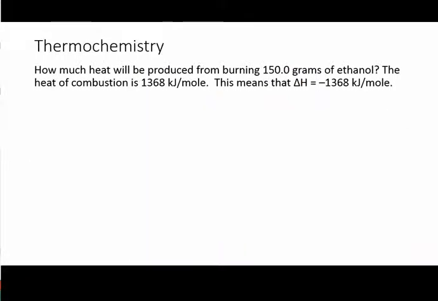So let's go back to the problem now. How much heat will be produced from burning 150 grams of ethanol? When we burn that much ethanol, the heat stored in the bonds of the ethanol and the oxygen it's reacting with is being transferred out from the system to the surroundings, and it feels like heat to us. So the heat of combustion number is the energy transferred to the surroundings. The delta H number is the system's energy, the energy change within the system, because the bonds are losing energy as we go from reactants to products. We are transferring that energy out to the surroundings. Okay, let's start looking at how we're going to solve this problem then.